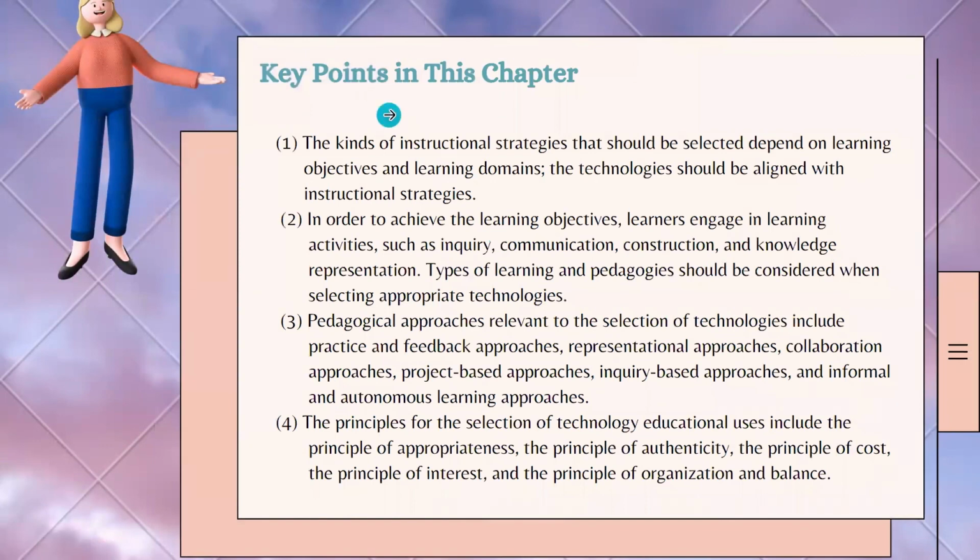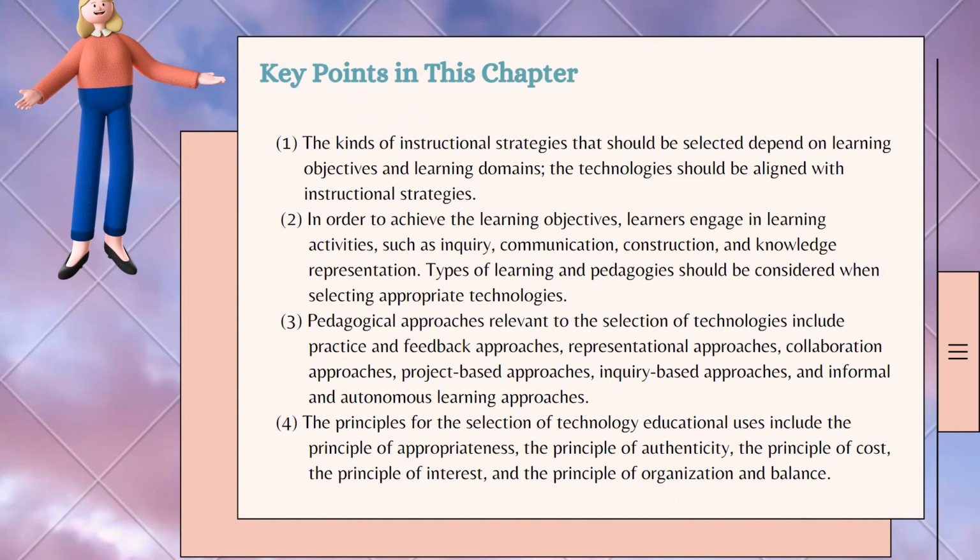So here are the key points in this chapter. First, the kinds of instructional strategies that should be selected depend on learning objectives and learning domains. The technologies should be aligned with instructional strategies. And secondly, in order to achieve the learning objectives, learners engage in learning activities such as inquiry, communication, construction, and knowledge representation. Types of learning and pedagogies should be considered when selecting appropriate technology.